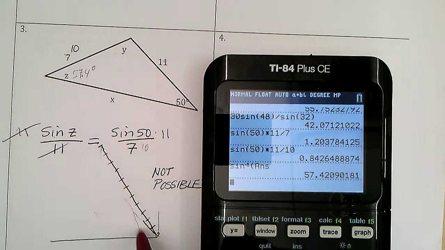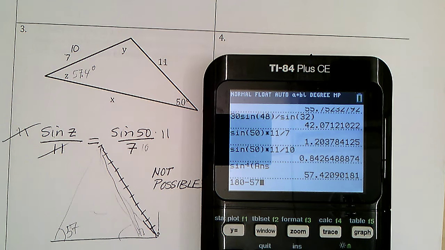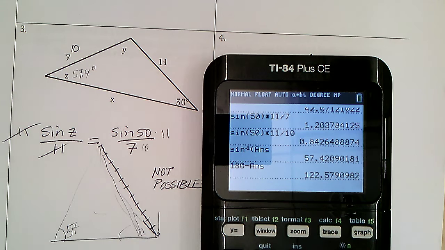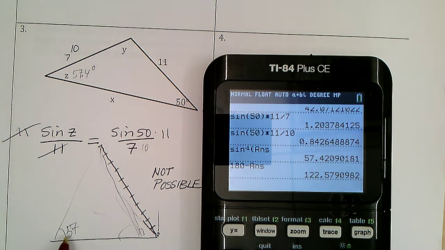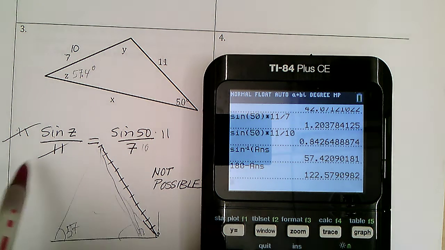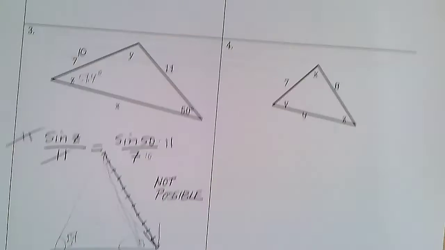Well, 10 could fit in here or here. 57 would be this one. But what would be the other option? Well, that would be 57 here, so in the triangle would be 180 minus the 57, minus that answer. So 122. So I'd have a triangle with 122 and these sides and have to figure out y and z from that, or I have to do it with 57. But for the problem I had on this sample test, it's not even a possible triangle.